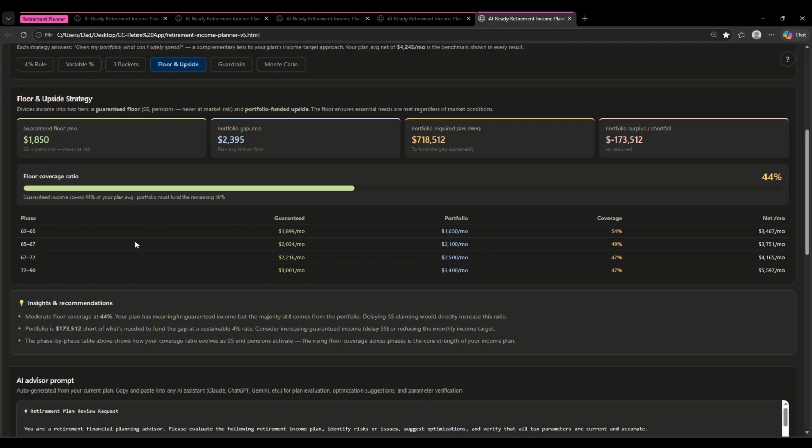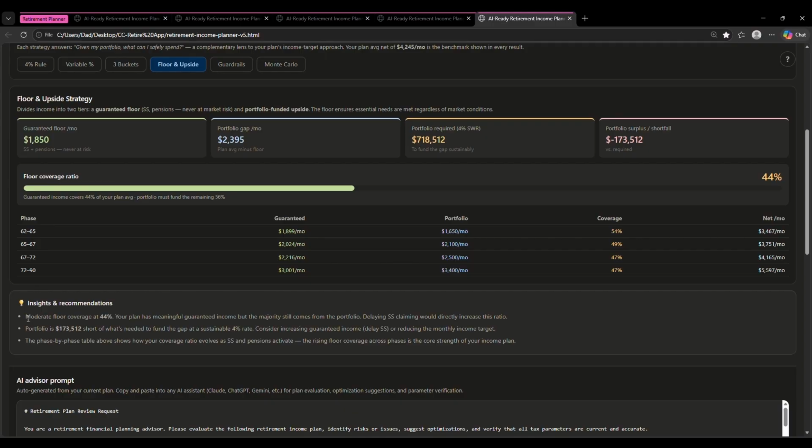Read the insights section here carefully. It says you're short by a specific amount to fund the gap at 4%. There are 2 levers to consider. One is delaying Social Security by 1 or 2 years to increase the floor, or reduce your portfolio withdrawals in early phases to shrink the gap. So let's just have a look at our actual recommendations that our planner has given us.